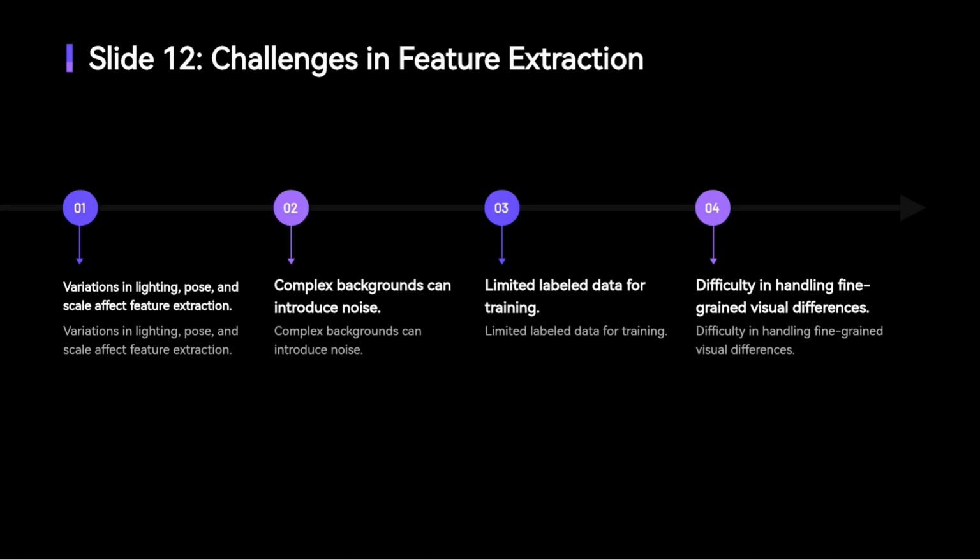Despite the advancements in feature extraction, several challenges remain. Variations in lighting, pose, and scale can make feature extraction difficult. For instance, an object may look very different when viewed from a different angle or under different lighting conditions. Traditional handcrafted features like SIFT and HOG can struggle with these variations, and even CNNs can face challenges unless properly trained. Furthermore, complex backgrounds and noise in the images can interfere with the ability of the model to extract relevant features. Background clutter may distract the model, especially in real-time or unconstrained environments.